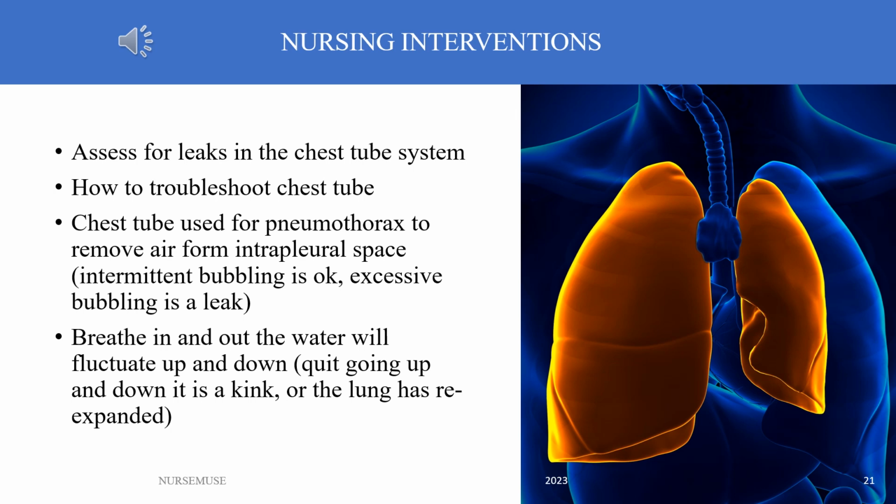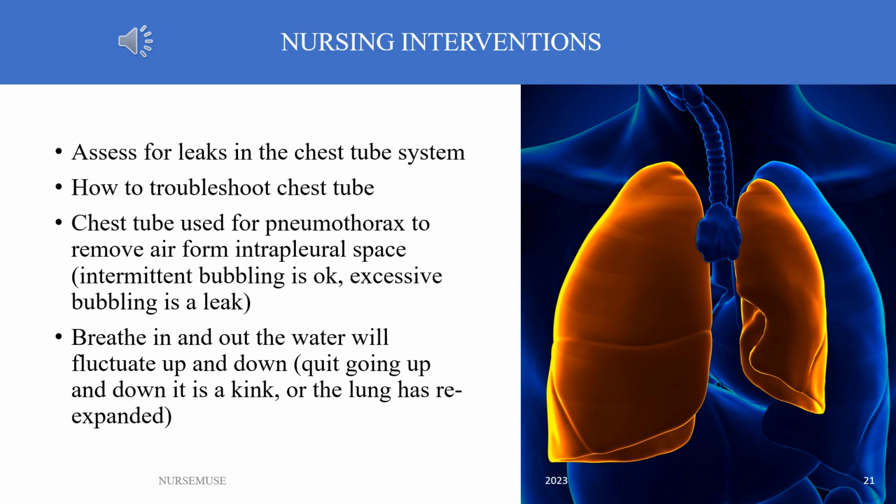So for the chest tube, its job is to remove air from the intrapleural space. Intermittent bubbling is okay. Excessive bubbling indicates a leak. When the patient breathes in and out, the water will fluctuate up and down. If the water stops going up and down, it is a kink, or the lung has re-expanded. So remember, the chest tube is used for pneumothorax to remove air from that intrapleural space.